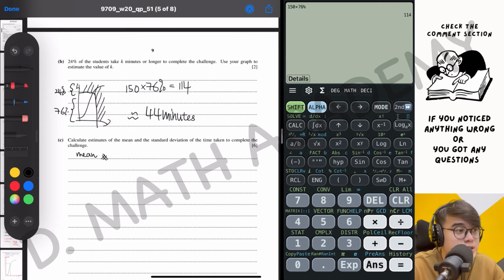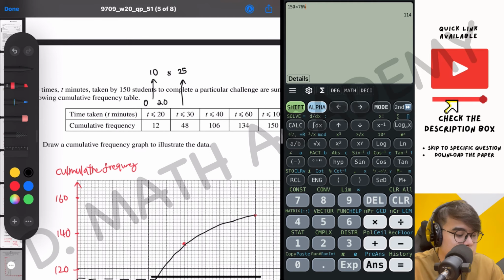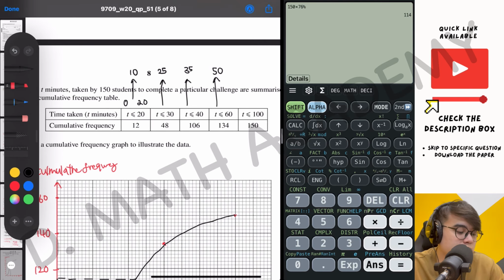To make your life easier, you must refer back to the tables that you have. Kindly take note, for the mean, we will be using half of the value. So for 0 to 20, the midpoint is 10. The next one will be 20 to 30, and the midpoint is 25. Then 35, 50, and I think the last one will make it 80. And their respective frequency values are these.